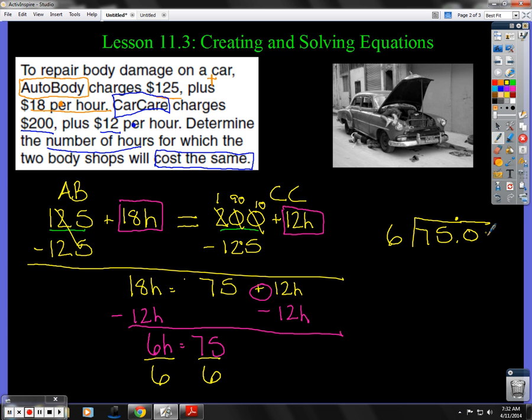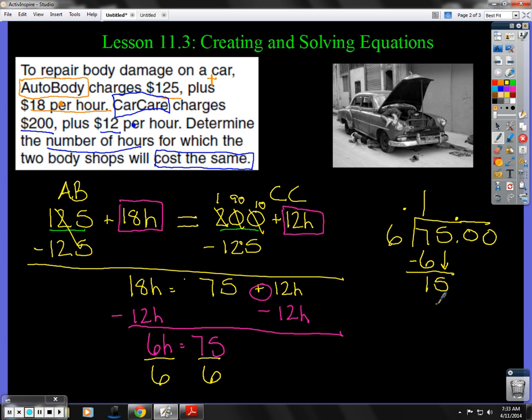So I'm just going to add 2 zeros to begin. I'm now going to ask, what times 6 will give me close to 7? Or how many times will 6 go into 7? That is 1 time. So that gives me 6. I subtract. That is 1. I bring down the next number, which is a 5.